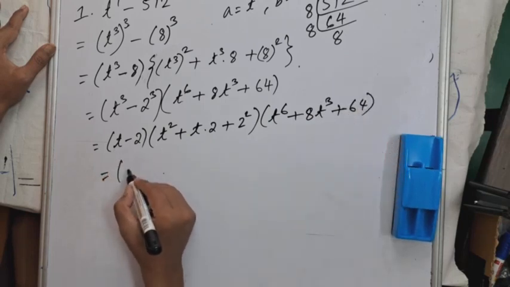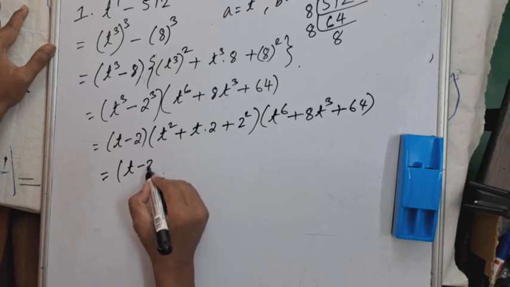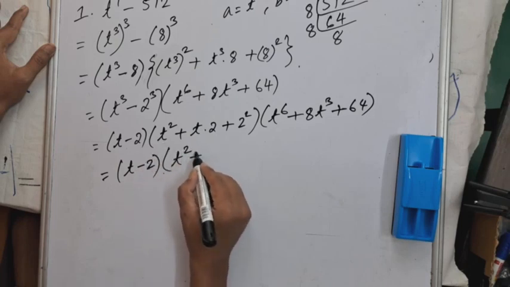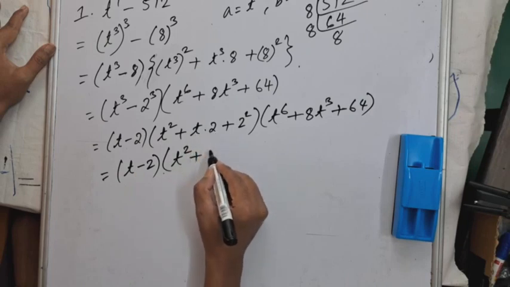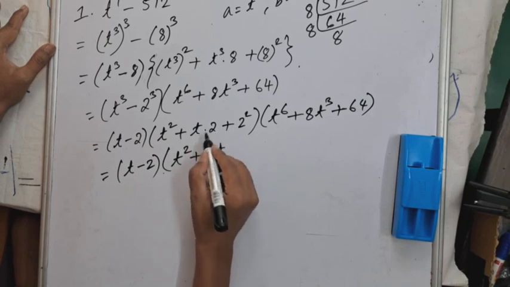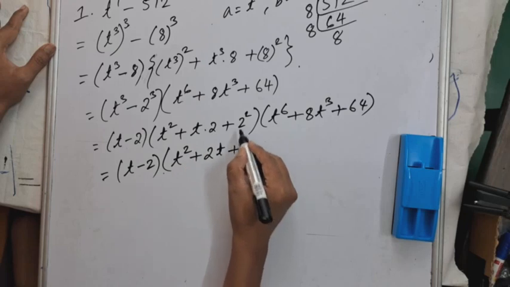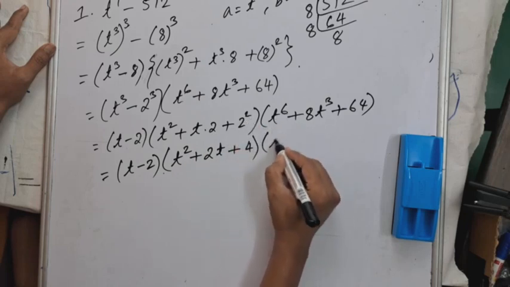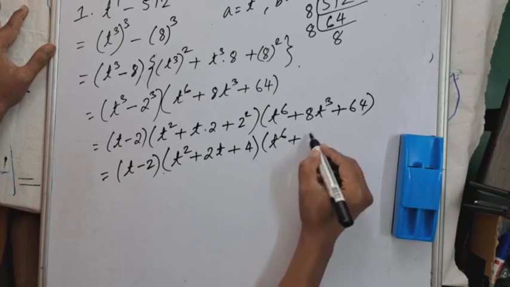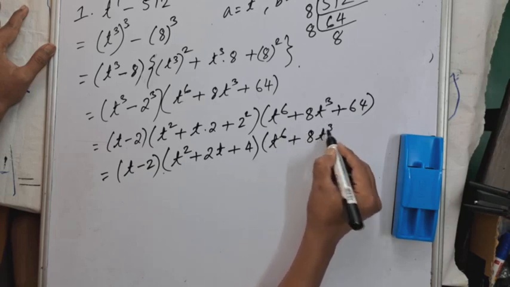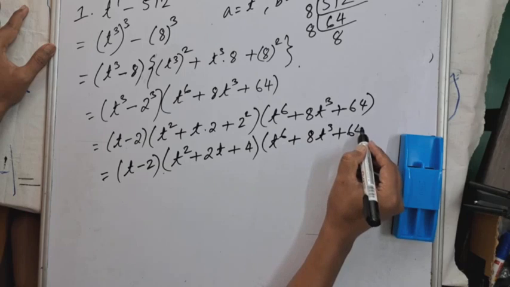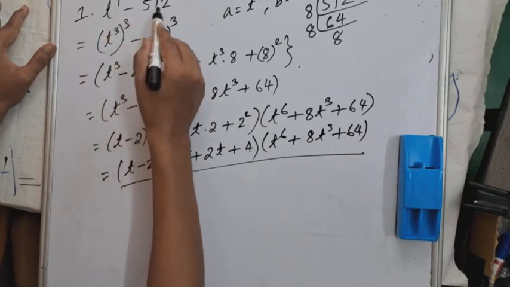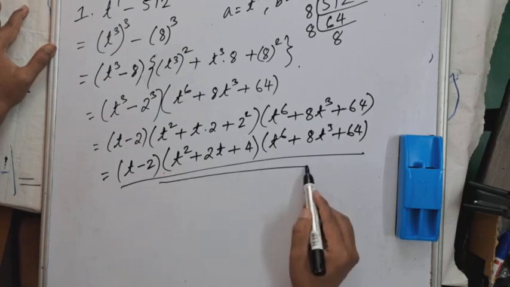Now let's copy this t minus 2 as it is, t minus 2. This we rewrite again: t square plus t into 2 is 2t, plus 2 square is 4, whole into t to the power 6 plus 8t cube plus 64. So these are the factors of t to the power 9 minus 512. Okay, this is the answer.